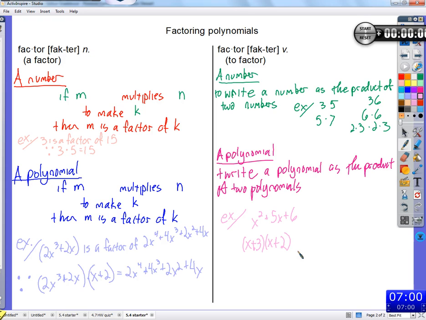Just going to be factoring polynomials all day long today, and looking at different kinds of patterns and that kind of stuff. All right. So I'm just going to add one layer onto this kind of polynomial and see how we do. Factor this polynomial. I want you to write it as the product of polynomials.